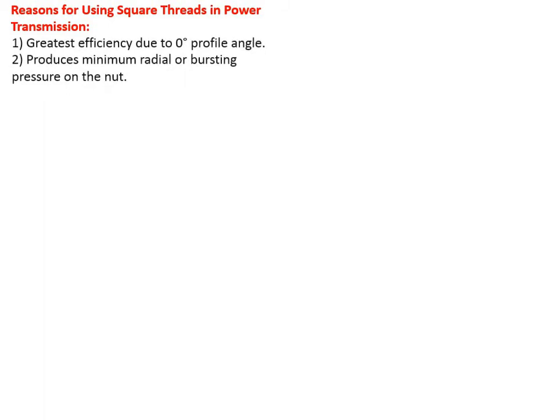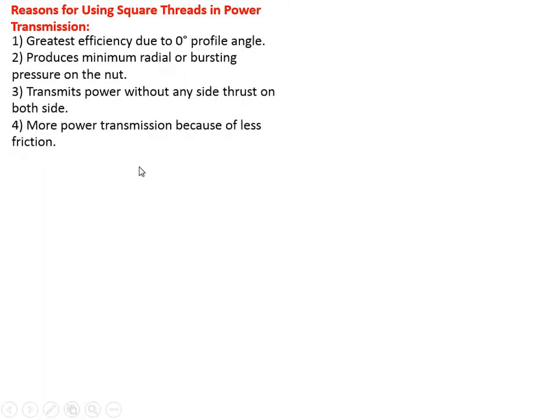Now in the next term we will see the reasons for using the square thread in power transmission. So why are only square threads used for power transmission? What are the reasons behind it? It has the greatest efficiency due to the 0° profile angle. It produces the minimum radial or bursting pressure on the nut. It transmits the power without any side thrust on both sides, and more power transmission because of less friction. Then the next one is smooth and noiseless working.